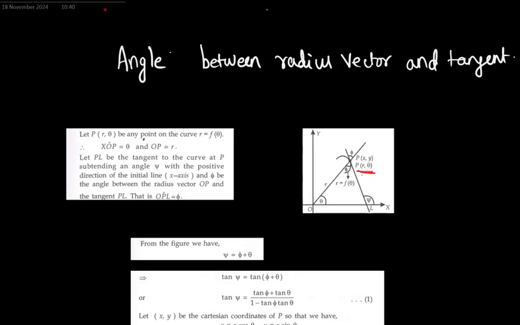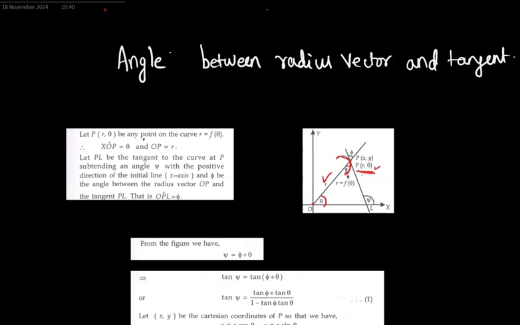So what do you mean by P of r comma theta? It makes an angle theta, and from the pole to the point, this distance is r. So OP is equal to r. So this is the point on the curve. This is the curve. So P(r, theta) is any point on the curve.